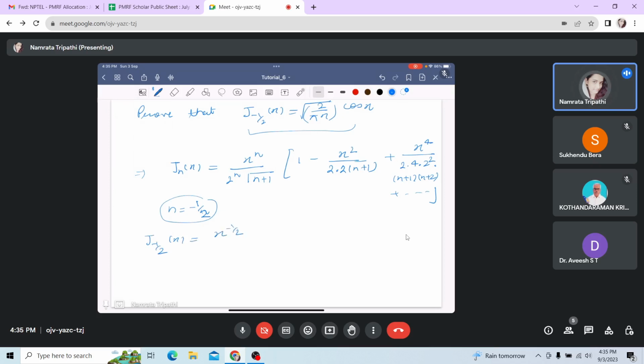X to the power minus 1 by 2, 1 minus x square. Here, if we substitute, we can write 2. Simply, we are left with 2. So, we can write 1 into 2. And after simplifying this term, you will get 1, 2, 3, 4. That means 4 factorial.